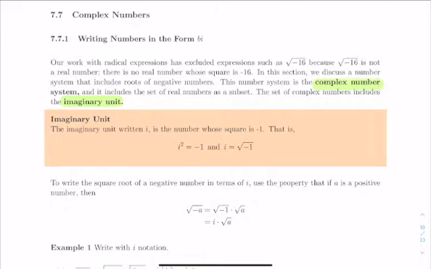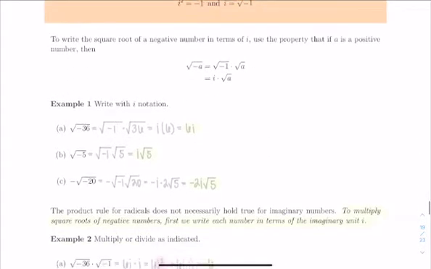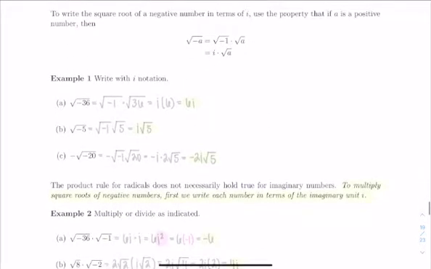To write the square root of a negative number in terms of i, we're going to use the property that if a is a positive number, then the square root of negative a can be broken apart as the square root of negative 1 times the square root of a. And then we know that the square root of negative 1 is i, so we end up with i times the square root of a. So let's go ahead and write some radicals with our new notation.